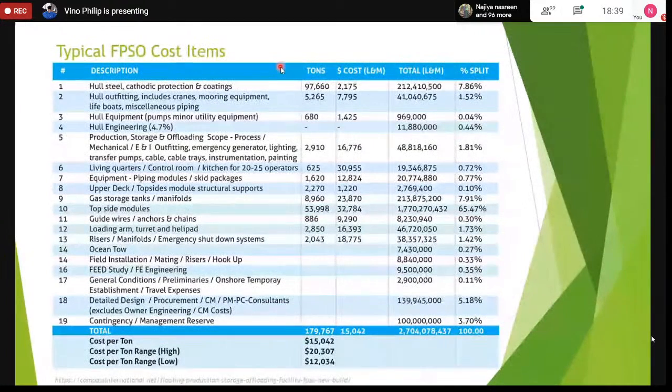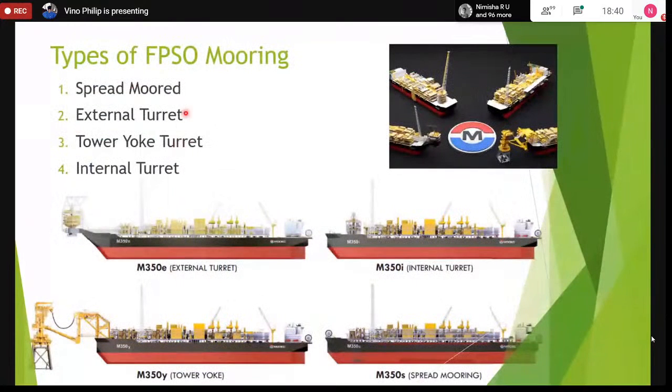It could be spread mode. Spread mode is the cheapest version of FPSO. I forgot to mention that, so let me walk through that one important topic I wanted to explain. Let me take you back to the types of FPSOs. The spread mode is the cheapest version of a FPSO because the mooring is very simple. The external turret is also a cheaper version. Between the external turret and the tower yoke, it depends on whether it's a detachable tower yoke. If it's a detachable tower yoke, it will be more expensive than the external turret. The external turret will be a little cheaper because it doesn't involve as much hull ballasting and other modifications. The internal turret will be the most expensive.